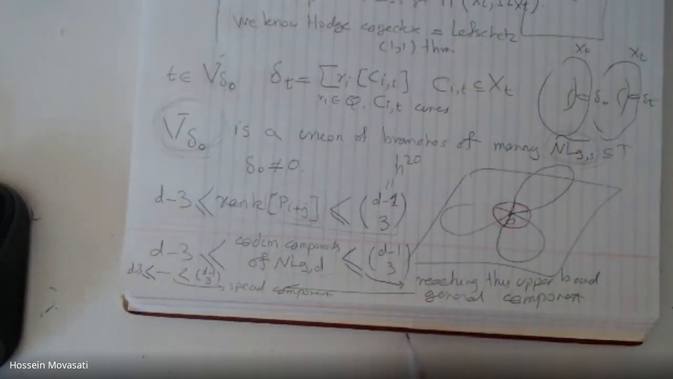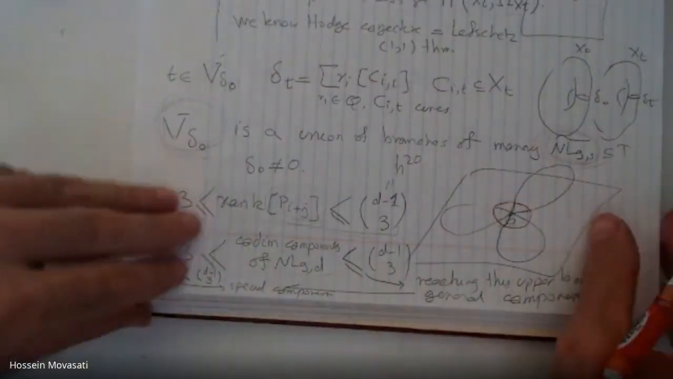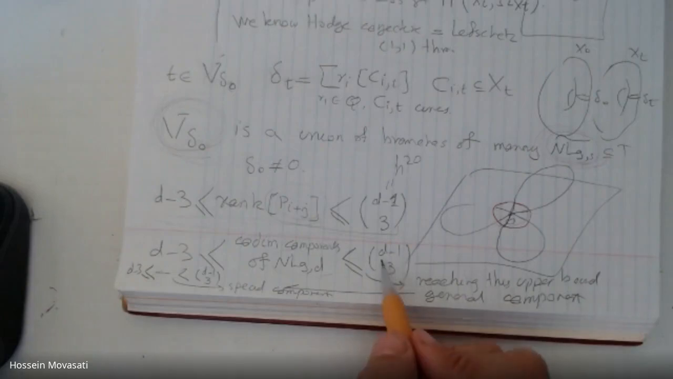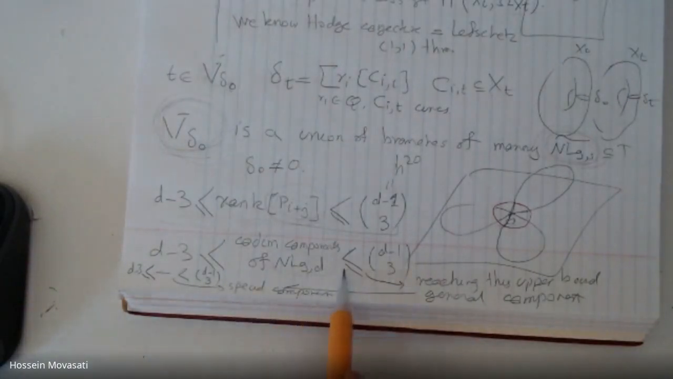So what is a general component of the Noether-Lefschetz locus? It is just a component with codimension binomial d-1 choose 3, and for the special ones, the codimension is strictly less than this one.